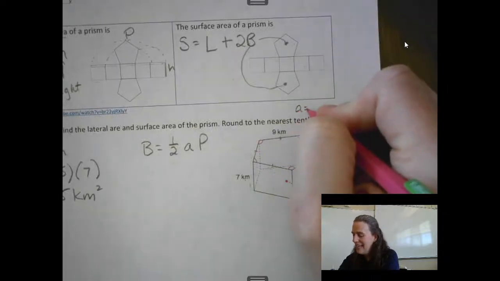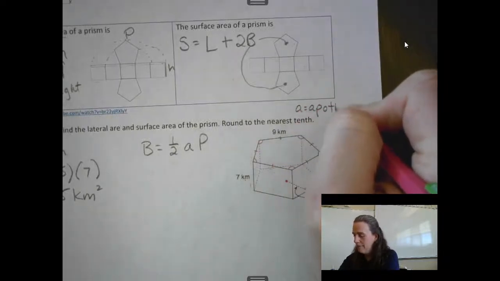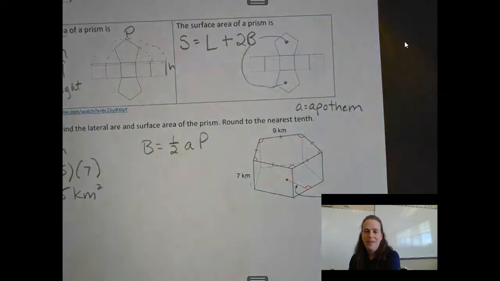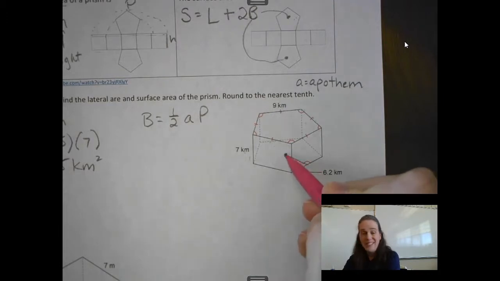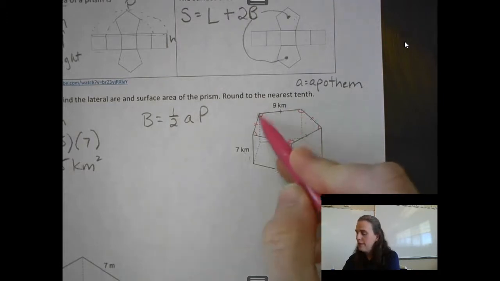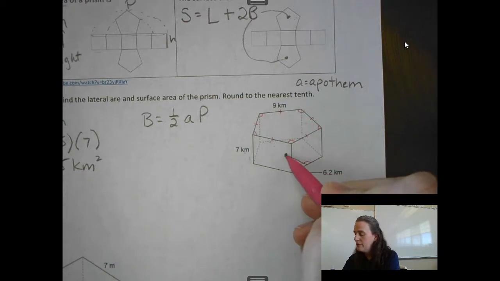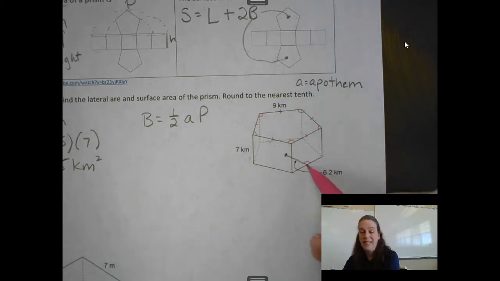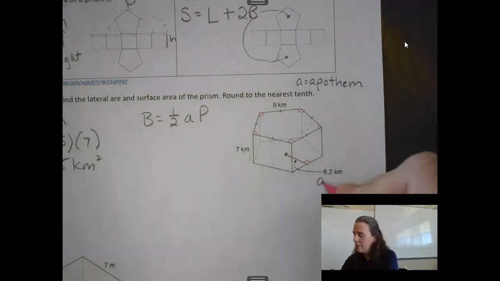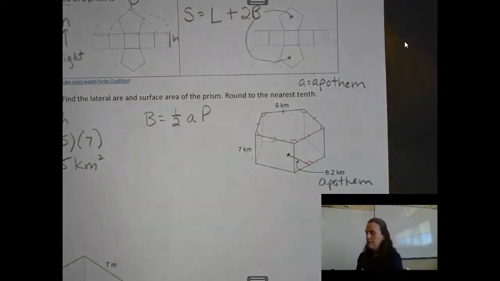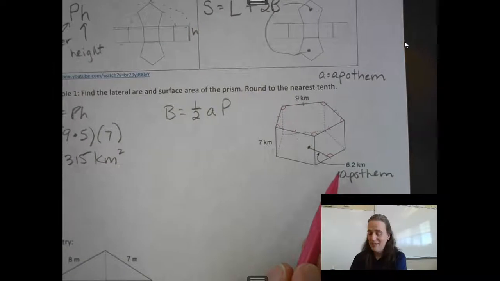We did this. Little a is the apothem, which is this distance right here. It's the distance from the very center of your polygon, straight out perpendicular to one of the sides, which means it ends up landing in the very center of that side. So this is our apothem. Okay, all right, so we actually do have that number.